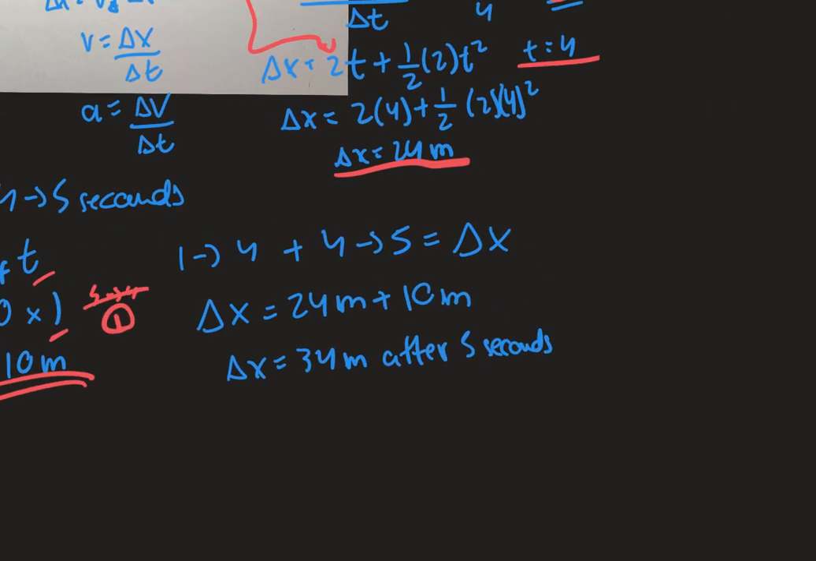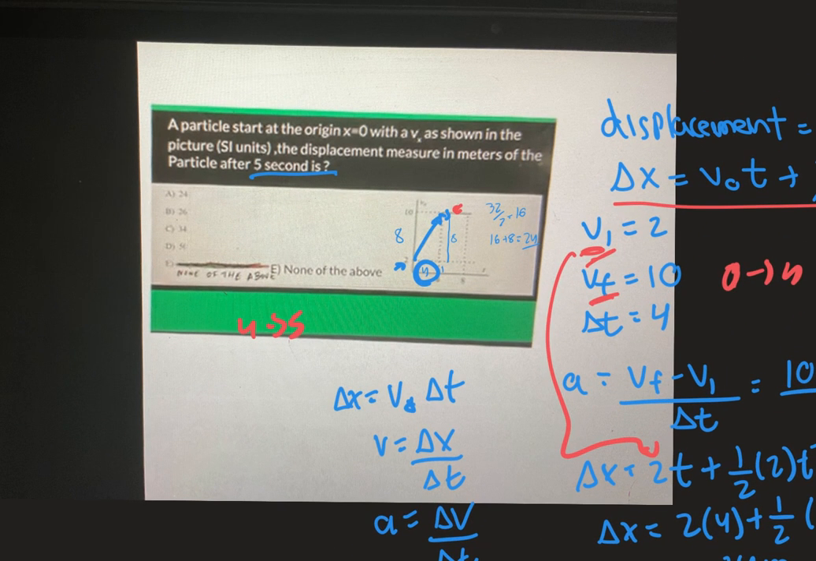So in order to determine the displacement, we have to add the displacement that we calculated from 0 to 4 seconds, and then from 4 to 5 seconds. And that's a simple calculation. We just add 24 with 10, and we get 34 meters after 5 seconds, and that's the answer right here, 34.